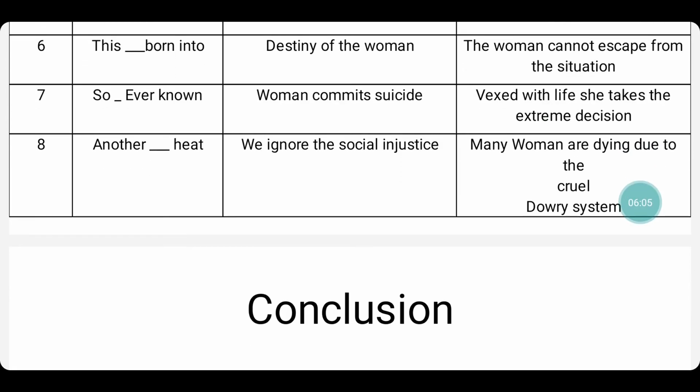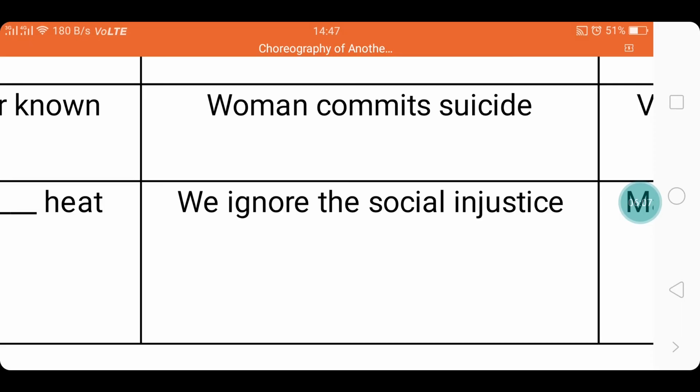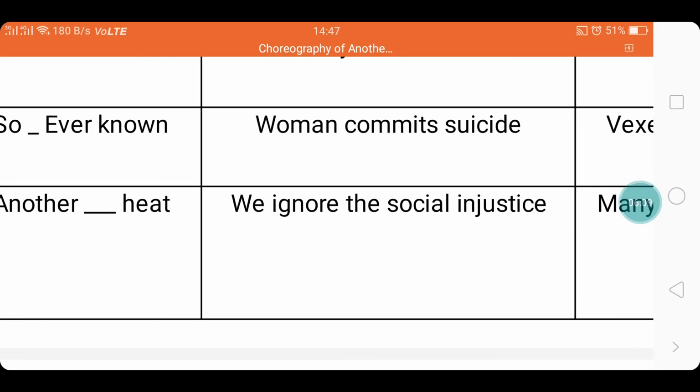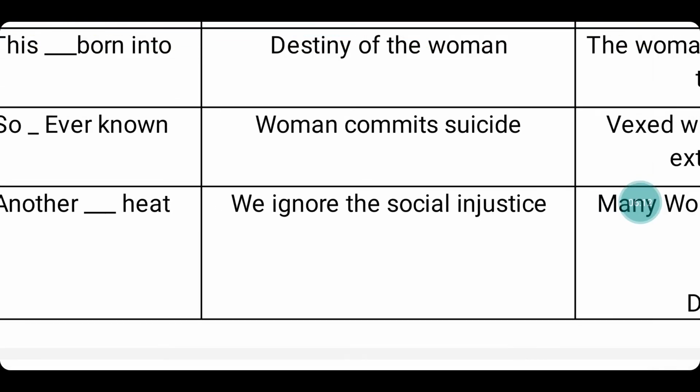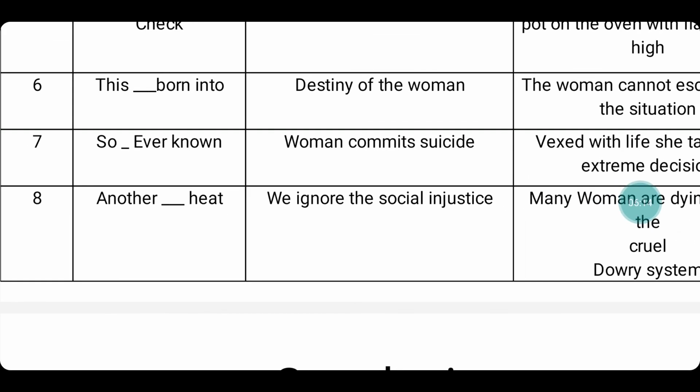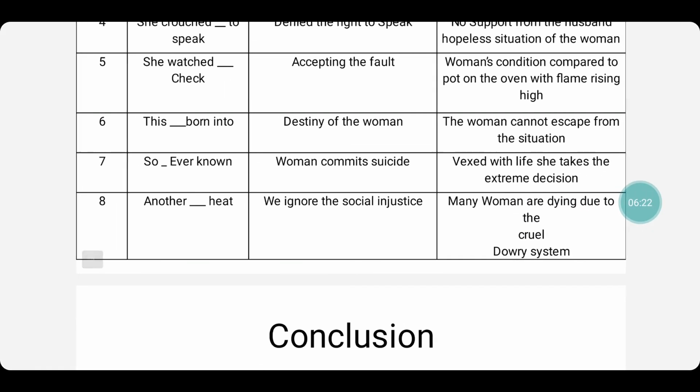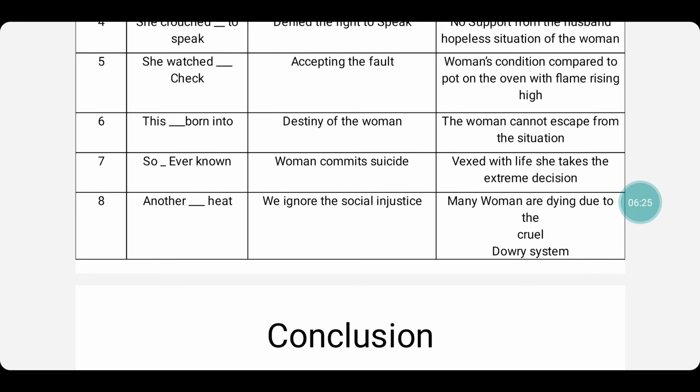And the seventh stanza, "So ever known". Here the woman commits suicide, and as the kerosene was thrown, that is the information given. We are not given a complete picture whether it's a suicide or the mother-in-law and her husband are throwing the kerosene, but we can say that it is a suicide because she is not trying to escape from there. Why this drastic step? She is vexed with life. She takes an extreme decision.